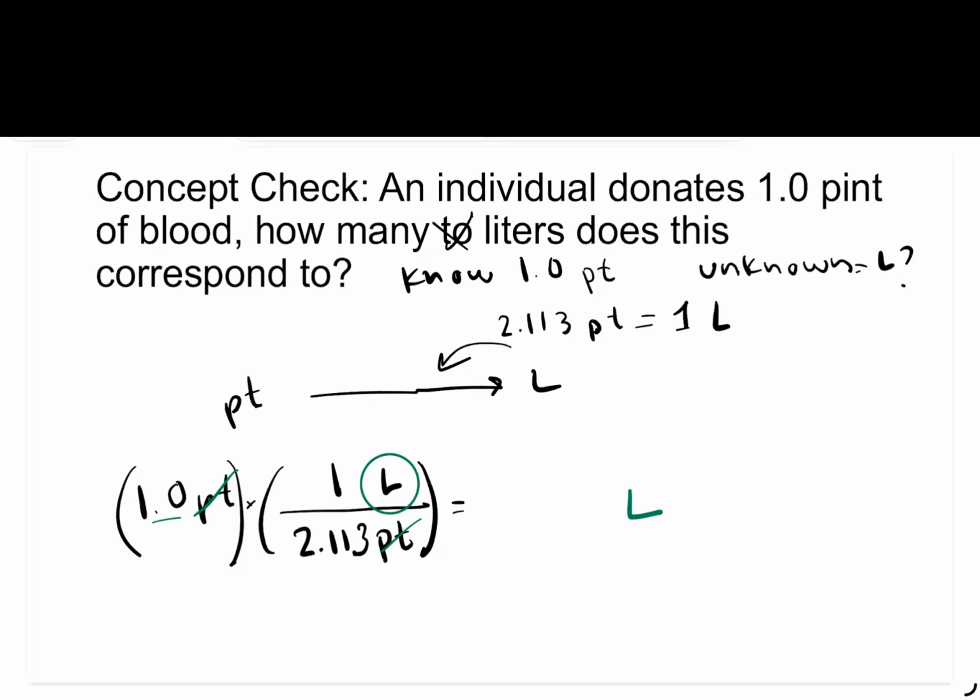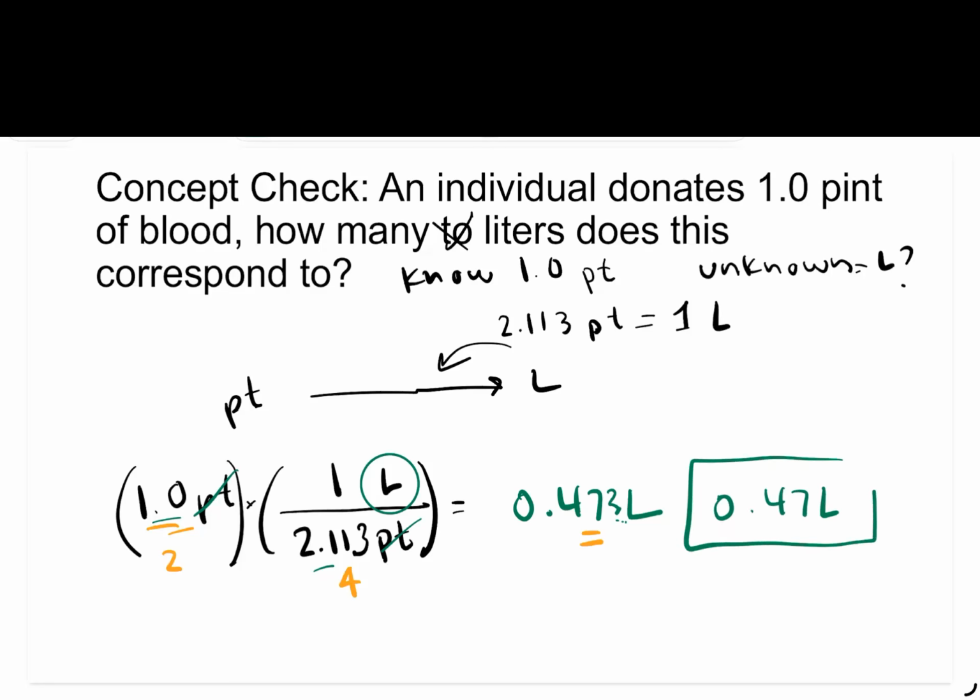So I go 1 divided by 2.113, and I get a value of 0.473 liters. I'm going to look at my significant figures. I have 2 sig figs here in the number 1.0. I have 4 significant figures here in 2.113. This is not an exact number, so I'm just going to look at the sig figs, and I have a lot more than I need. I only can keep 2 significant figures, so I'm going to round that number to 0.47 liters, and that will be my answer to 2 significant figures.